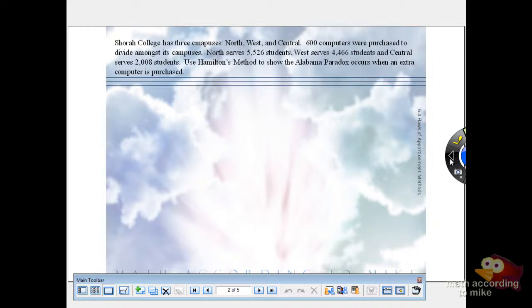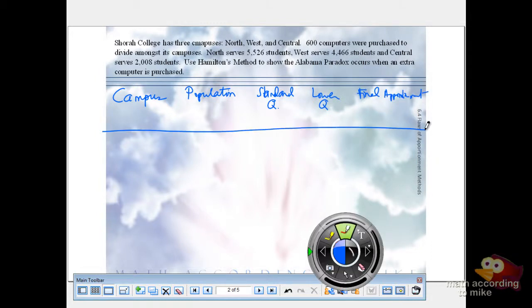Let's make a table. So we're going to say campus, population, standard quota, lower quota, and then final apportionment. We have 3 campuses: north, west, and central. Population we're given in the problem. I'm just going to write that down now.